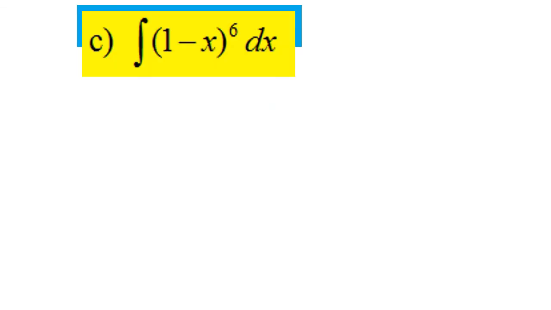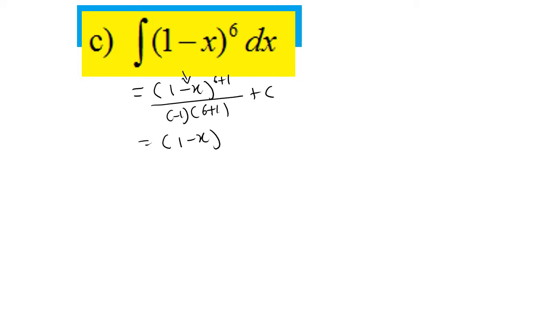Next, when we integrate (1 minus x) to the power of 6 here, we're going to have, first, (1 minus x) to the power of 6 plus 1 over 6 plus 1, and then a in this linear function inside this bracket is -1, plus c. So here you're going to have (1 minus x) to the power of 7, 6 plus 1 is 7, and then 7 times -1, -7, plus c.